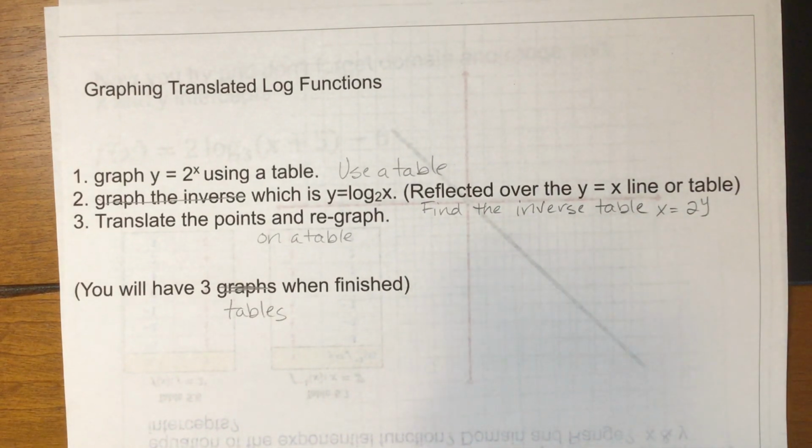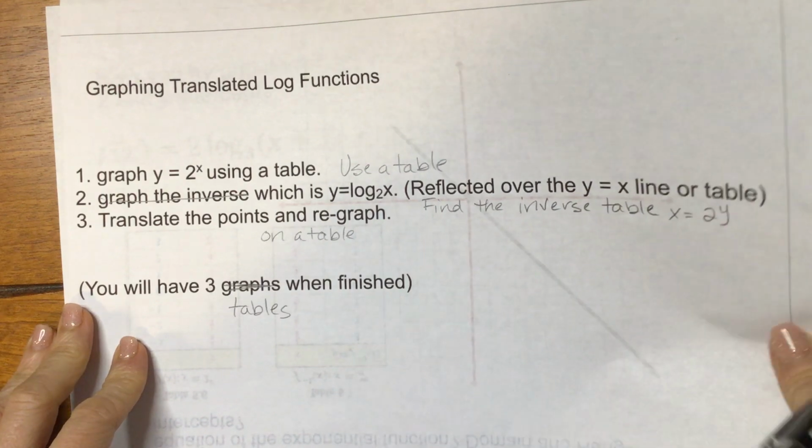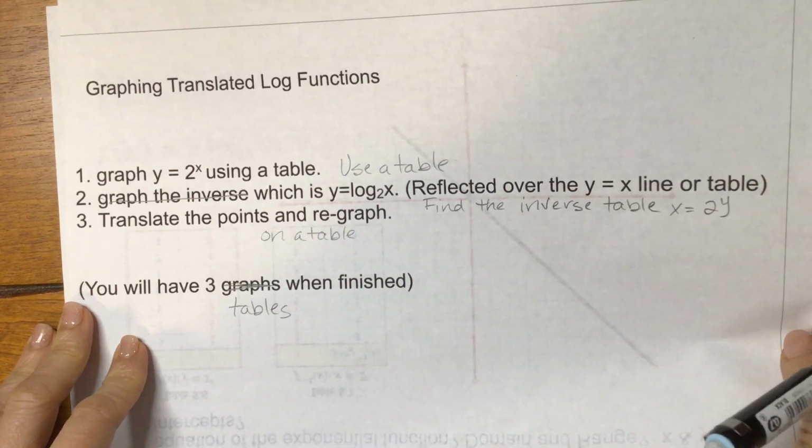So step 1, use a table for y equals 2 to the x, or your exponential function. Step 2 is to then make a table of your inverse values, which is going to be your y equals log base 2 of x. We're continuing with that same base 2 graph that we used in video number 1. And step 3 is then we're going to find a new table of values with those translations. So we're going to do that here. If you need to pause, go ahead and pause.